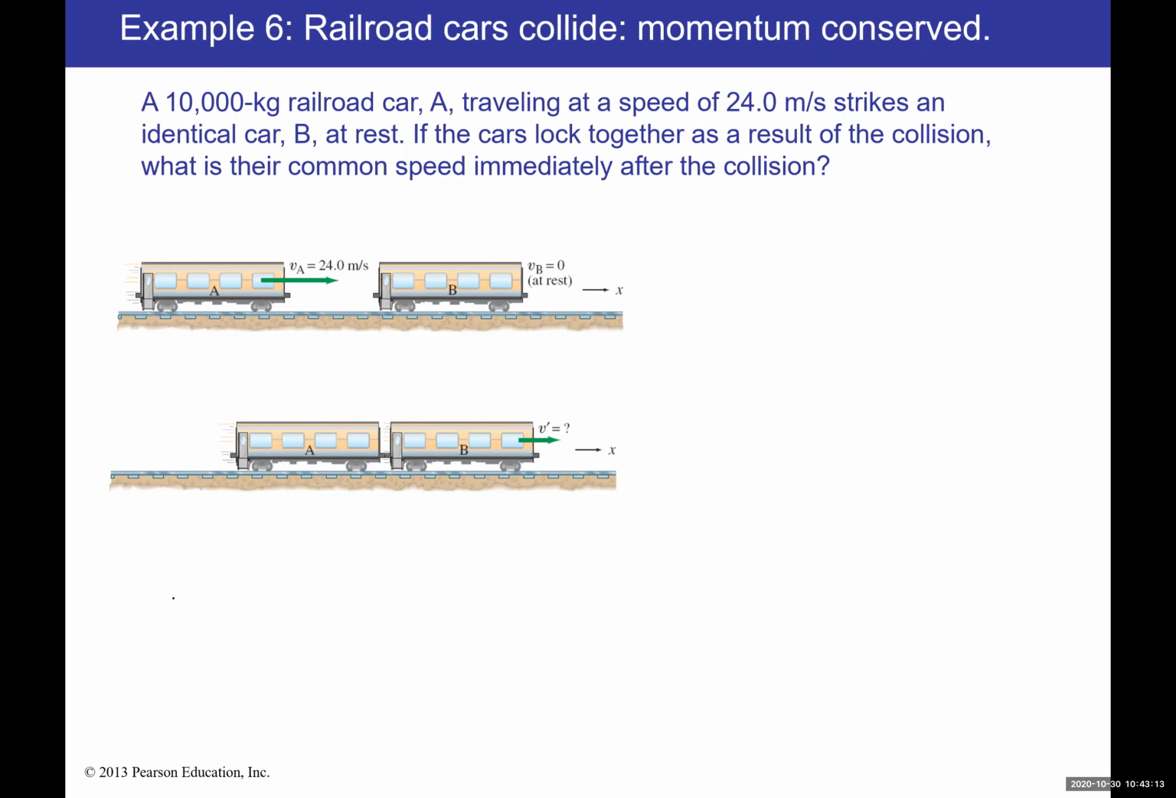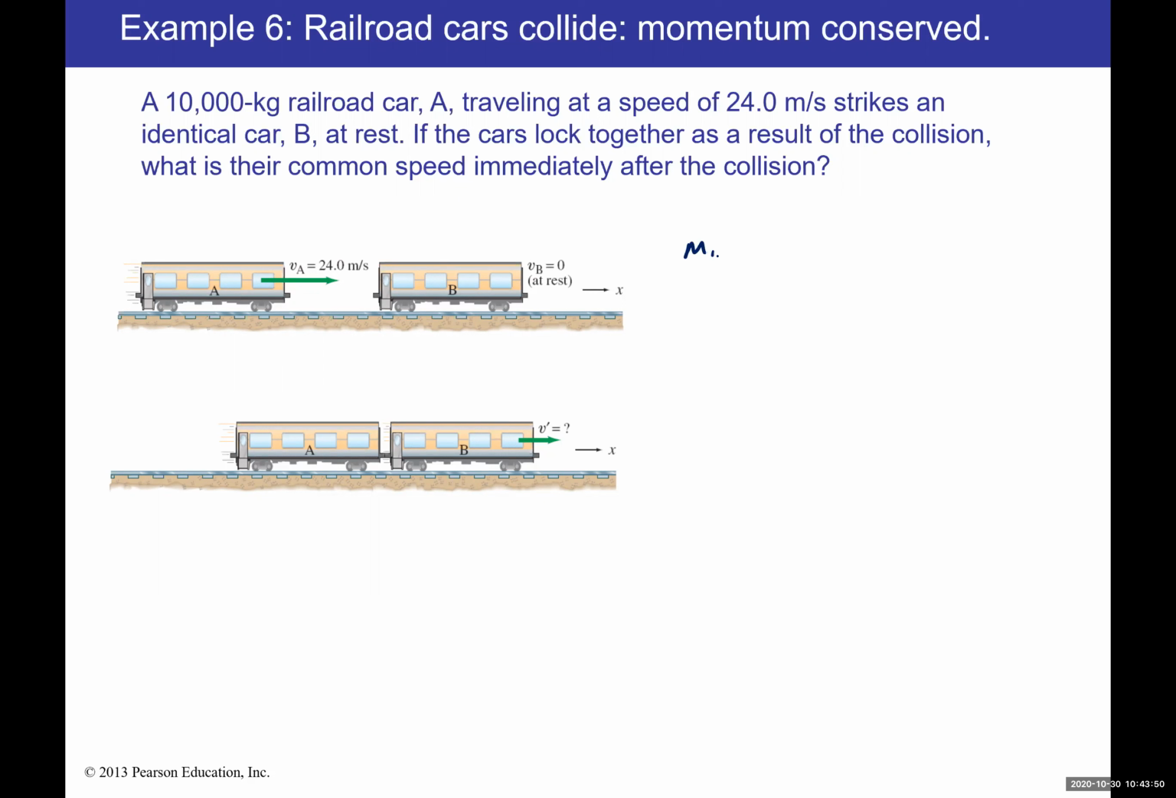All right, so we have a 10,000 kilogram railroad car, A, traveling at a speed of 24 meters per second, that strikes an identical car B at rest. If the cars lock together as a result of the collision, what is their common speed immediately after the collision? This is similar to the example we just did a little earlier. Now there are numbers, but still, we assume that they're identical.